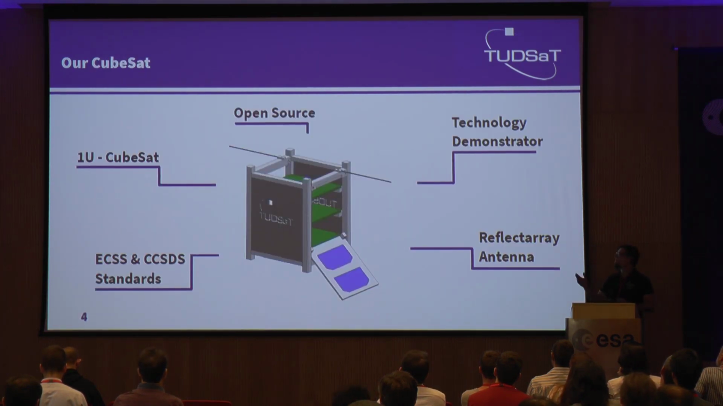Our CubeSat will be entirely open source. Because of budget, we have a 1-unit CubeSat. We wanted to go bigger, but it's not possible yet. It will be a technology demonstration of a reflector array antenna, which we develop ourselves. And it will be based on ECSS and CCSDS standards regarding software quality and communications.